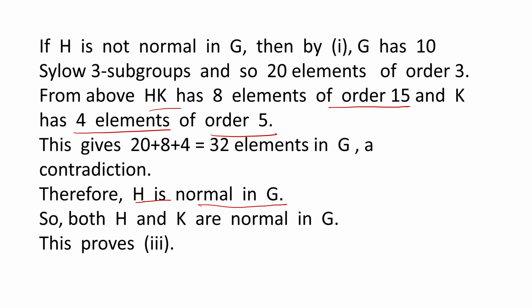So, both H and K are normal in G. This proves part 3 of this problem, which says that if the order of the group is 30, then both the Sylow 3 subgroup and the Sylow 5 subgroup are normal in group G.